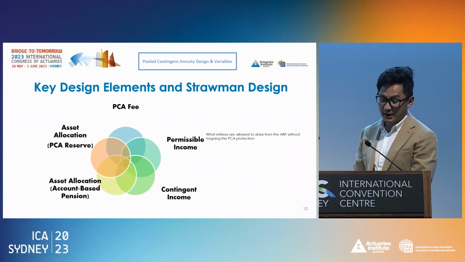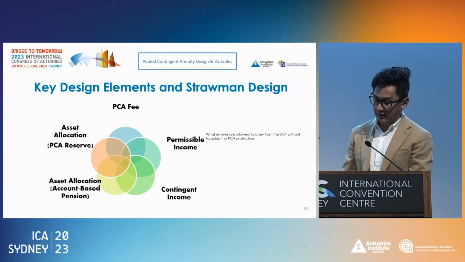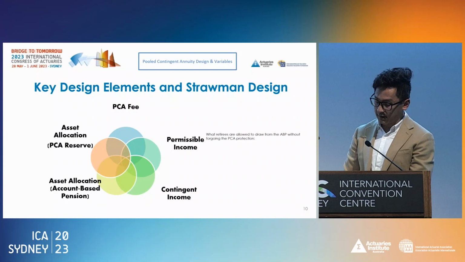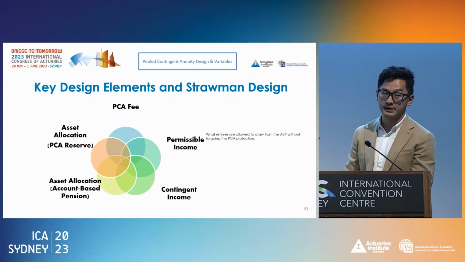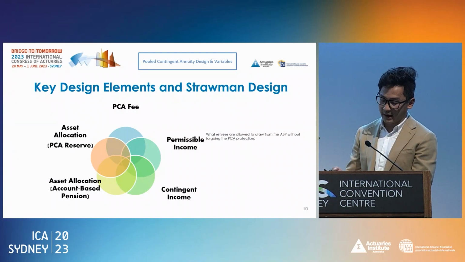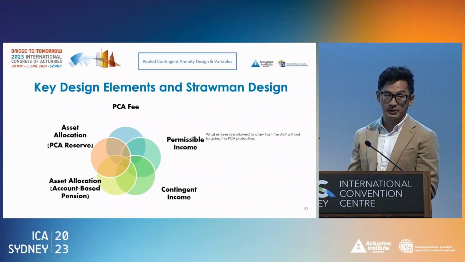So our paper actually outlines there are different design options for the permissible income, but at the very least, we think it should offer a higher income and a better income profile than minimum drawdown to improve the outcome. The key design consideration for permissible income is the trade-off between attractiveness and cost. If we promise a high and stable level of permissible income throughout retirement, that's a very appealing value proposition, but that will increase the cost of providing the PCA protection.